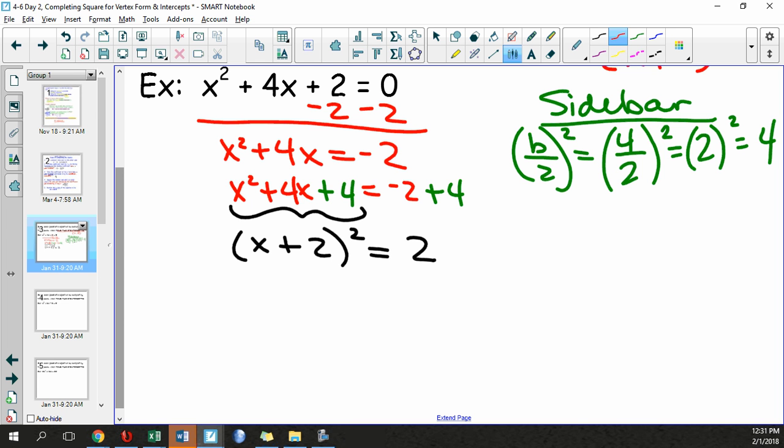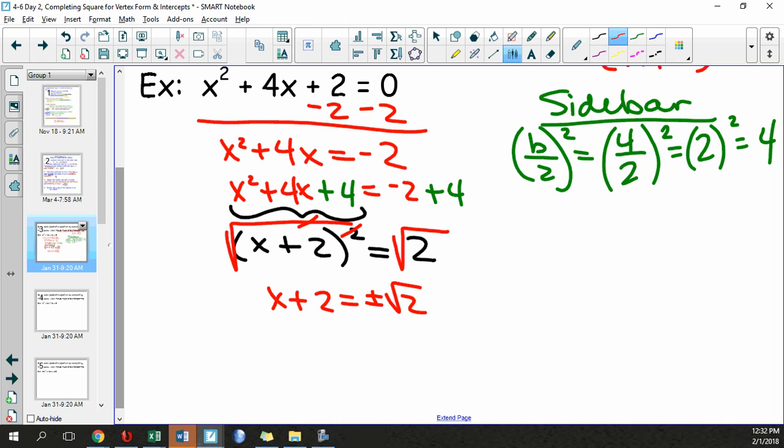So if I'm solving, this is what we learned yesterday at the top of our homework assignment. How do I solve this for x? What do I do? I take the square root of both sides. So if I take the square root of both sides, the power and root cancel out to leave you with x plus 2 is equal to, what do I add on that right-hand side? Plus or minus the square root of 2.